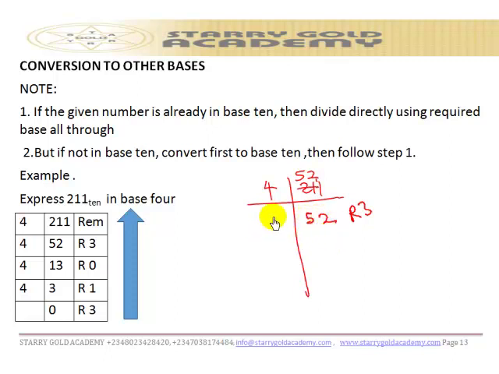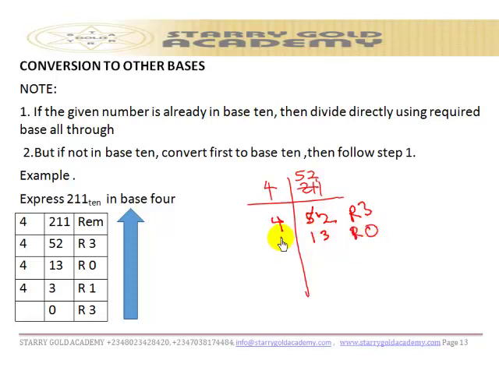Use 4 again. 4 in 52 is 13: 4 in 5 is 1, remainder 1. 4 in 12 is 3, remainder 0. There is no remainder, so you put 0.